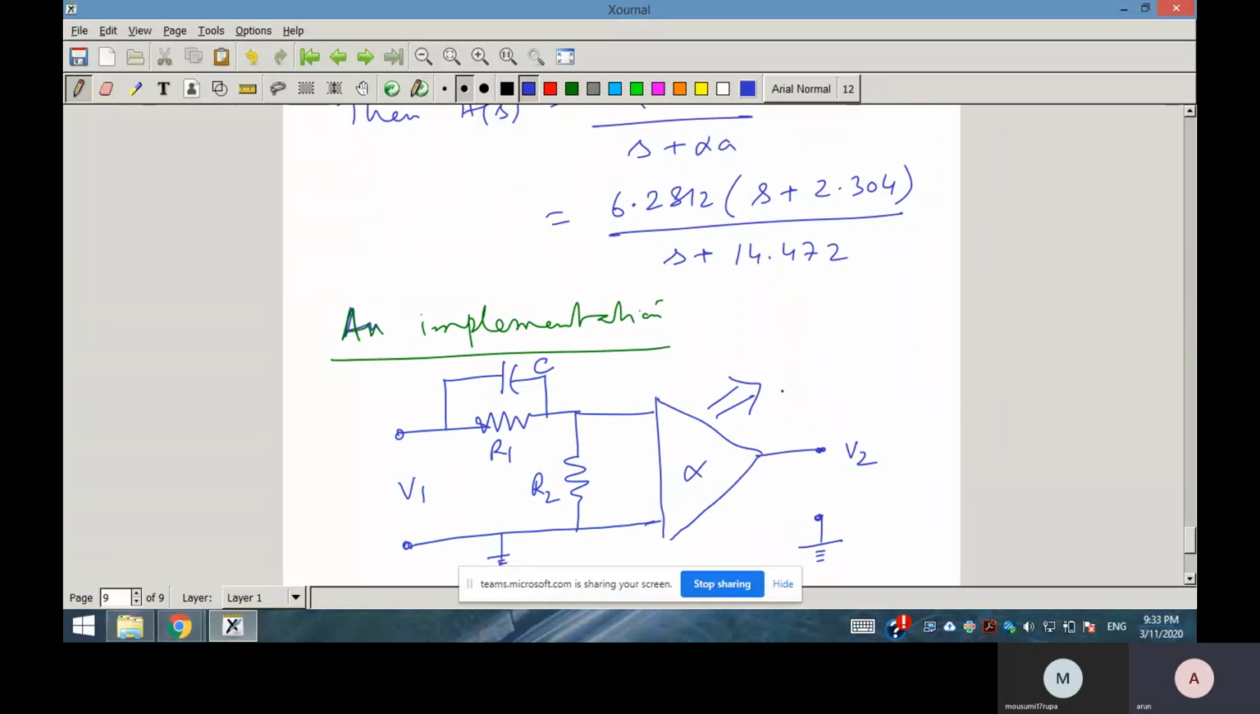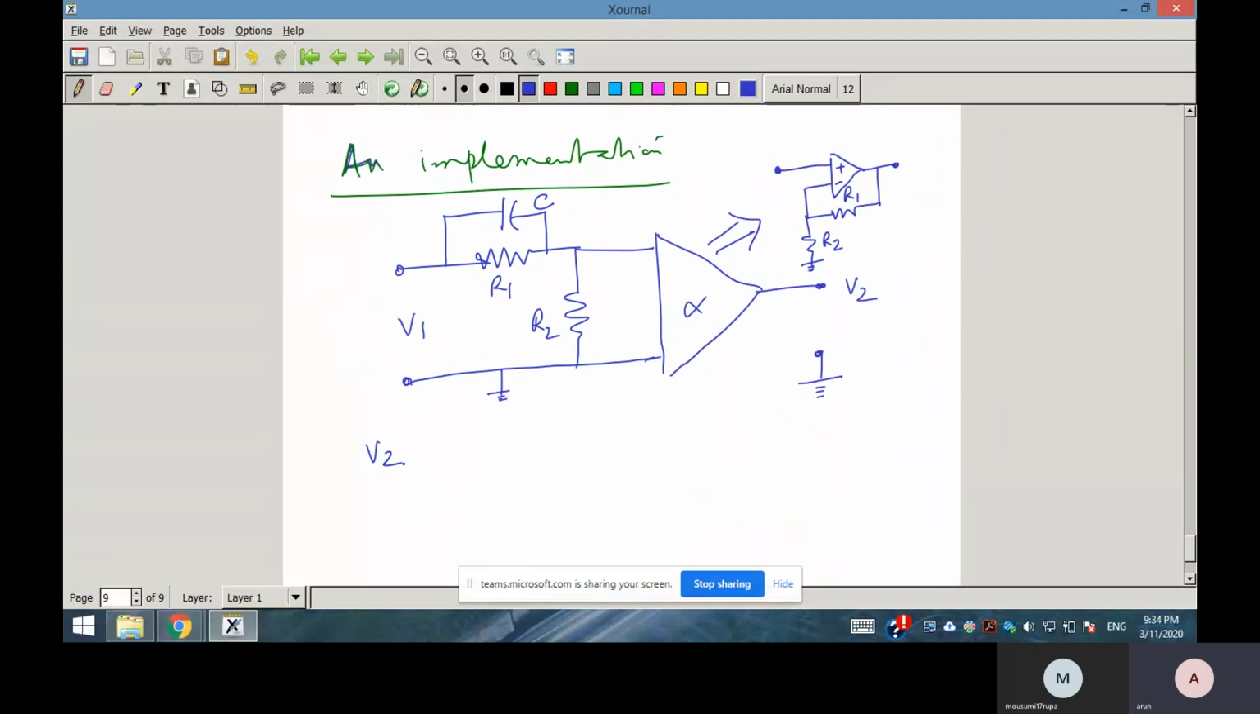So this can be realized using an op-amp like this. So gain will be 1 plus 2R1. So this is a negative terminal. So in this way you can design alpha.